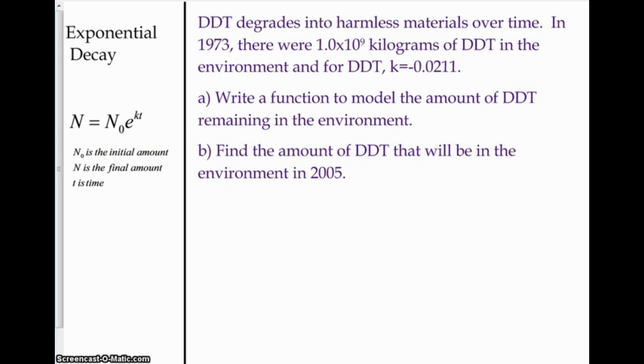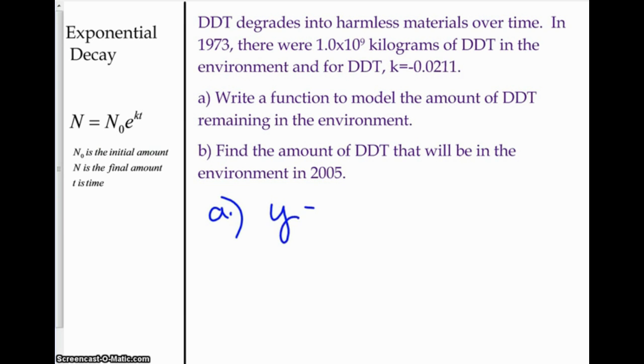So in 1973, they started with 1 times 10⁹ kilograms of DDT in the environment. And then for this DDT, k equals negative 0.0211. And notice how k is negative, so it does decay. So first they say, okay, write the function to model the amount of DDT remaining in the environment.